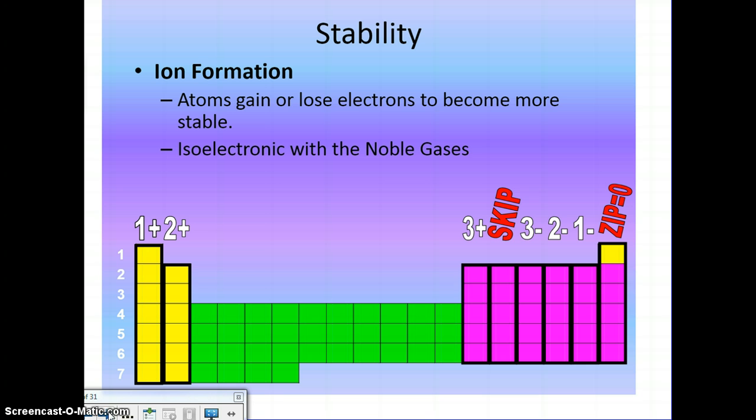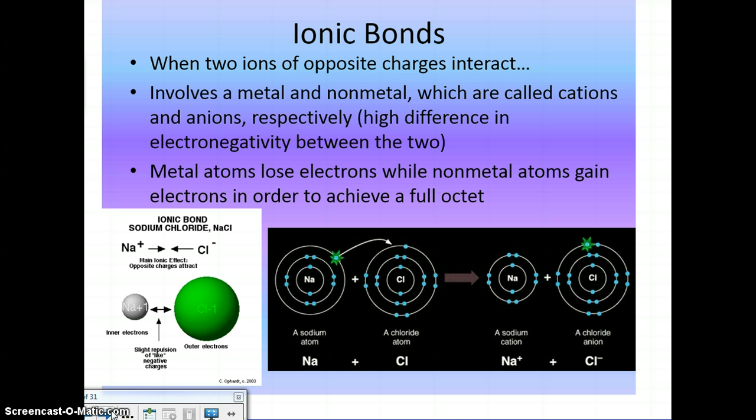All right, as far as stability, we can see here that we have a pattern for how atoms on the periodic table make ions. So our pattern goes 1 plus, 2 plus, 3 plus, skip, 3 minus, 2 minus, 1 minus, zip. Okay, so we're going to use this pattern, and it's going to show us that every element in this first column, the 1 plus column, is going to have a 1 plus charge. And then everybody in the second column, the 2 plus, is going to have a 2 plus charge. And so on down the line. So you need to know that pattern in order to do ionic bonding correctly, make your life easier.